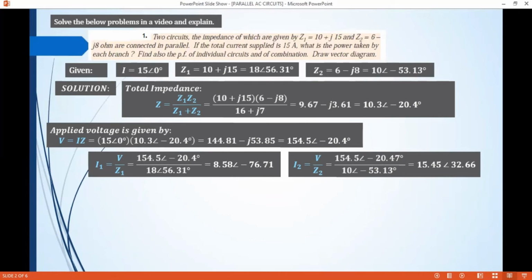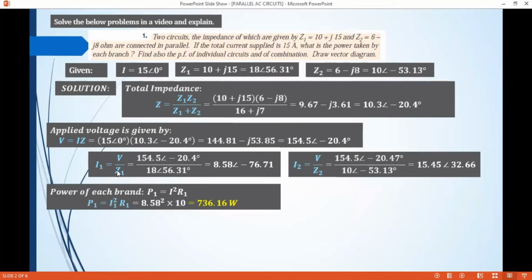So for the V is 154.5 angle negative 20.47 here, and next is 10 angle negative 53.13 degrees. So input in the calculator and we'll be having an answer 15.45 angle 32.66 degrees. So that is the individual current for this problem.